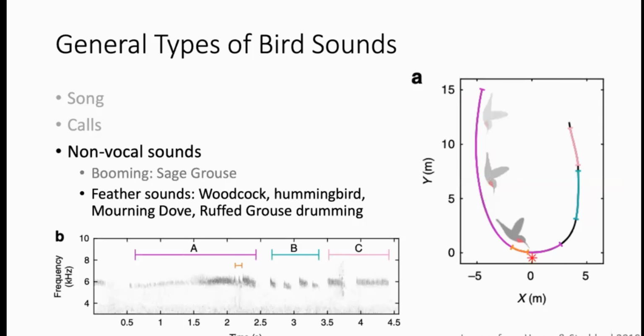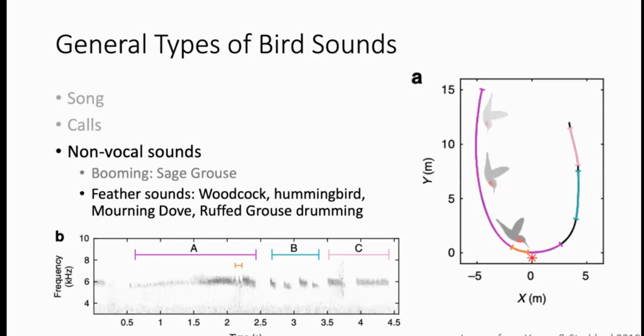The next category of non-vocal sounds that I want to touch on are feather sounds. So it turns out that birds actually make quite a lot of noise with their feathers. Probably the most familiar one to you are mourning doves. Every time you hear a mourning dove take off, you get that lovely whistling sound. That's actually the feathers making that noise. Woodcock are another common example. When they do their display, there's a whistling that's generated by the outer primaries on the wing feathers.